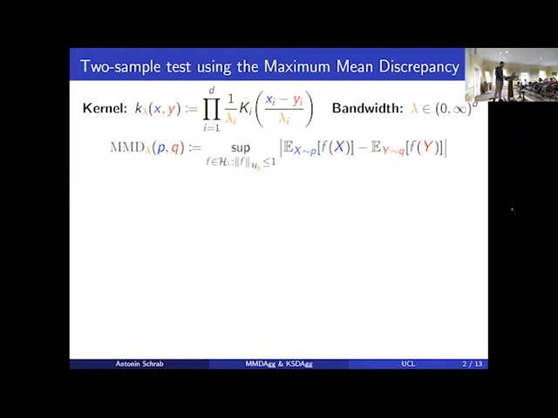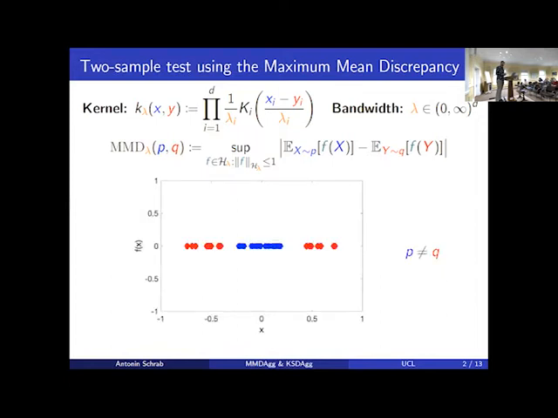Then we can define the maximum mean discrepancy, the MMD. It's defined as the supremum over some RKHS. You can think of this supremum just as being a supremum over some space of smooth functions, essentially. Then you want to take the difference in means, that's why it's called maximum mean discrepancy. The first one is the mean under P of a function f, minus the mean under Q of a function f. So that's how the MMD is defined.